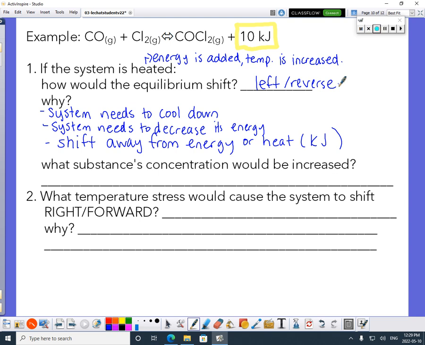So this kind of question, it says, what substance's concentration could be increased or would be increased? So this is sort of the result of the shift. This is just a different way of asking what's happening here. So if the substance's concentration is increased by a shift to the left, you could write reactants, or you could write CO and Cl2. Both of those would be acceptable answers.